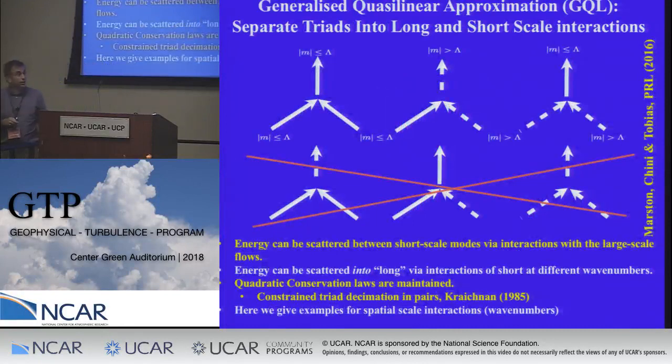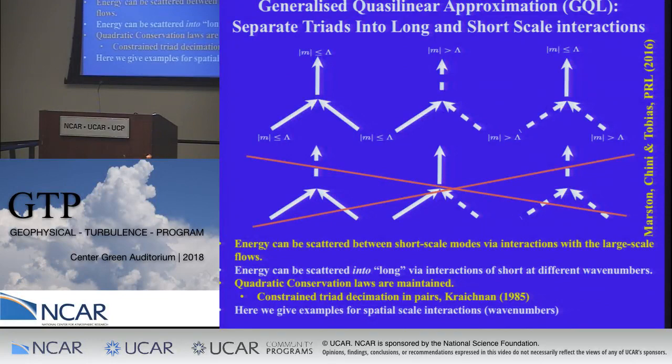So we'd like to generalize this quasi-linear approximation. Instead of separating into means and fluctuations, we separate into long and short scale interactions, and we call this a generalized quasi-linear interaction. What we call the large scales, if we're thinking about spectral wave numbers, are all those spectral modes with wave number less than some cutoff lambda. All the ones bigger than lambda are going to be our fluctuations.